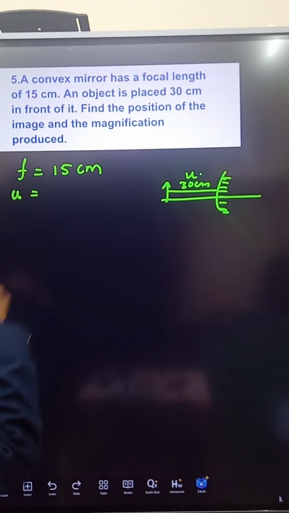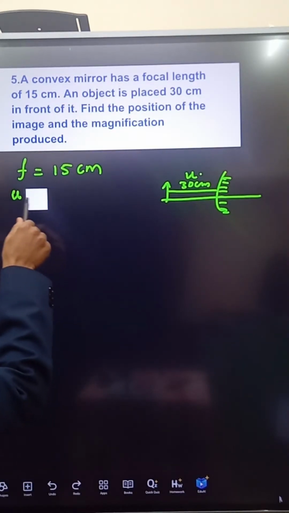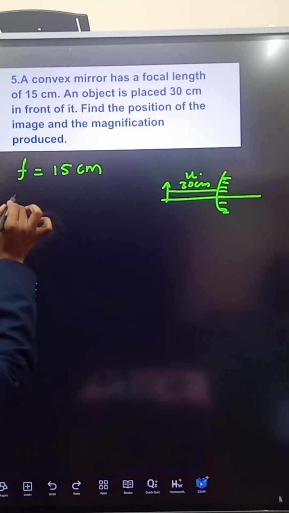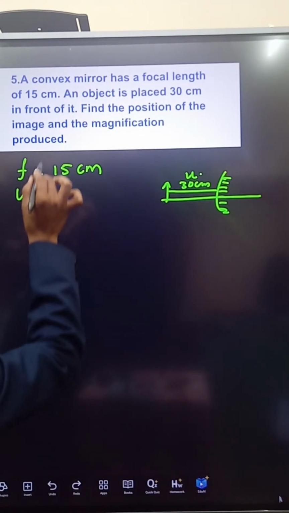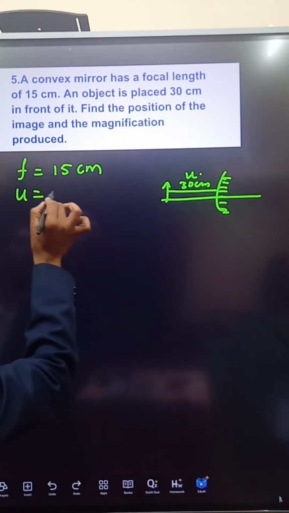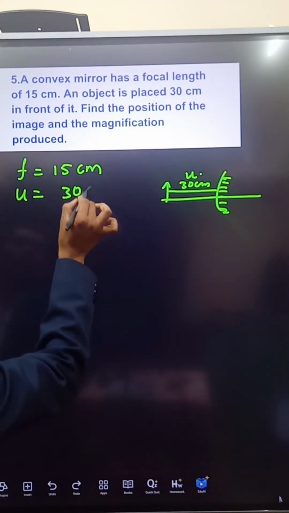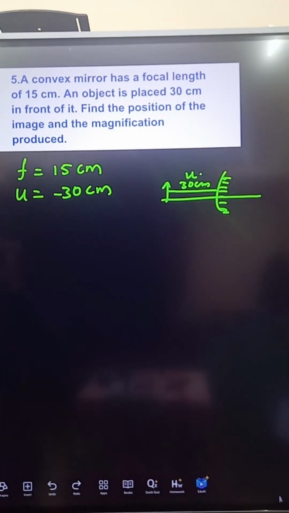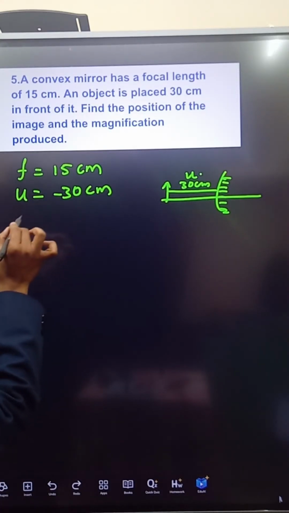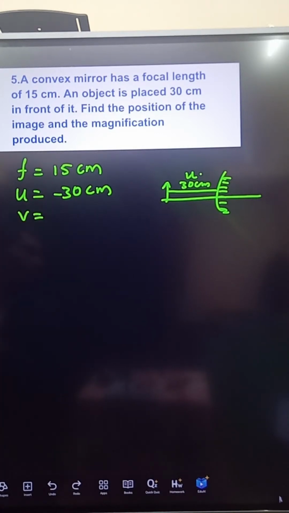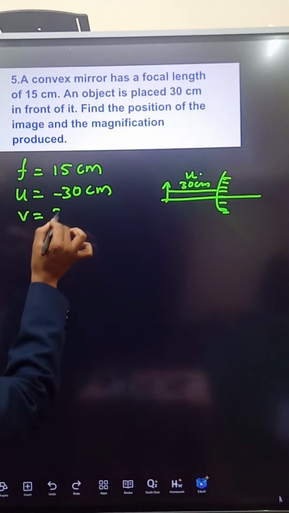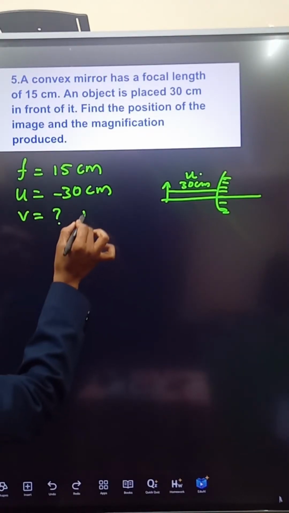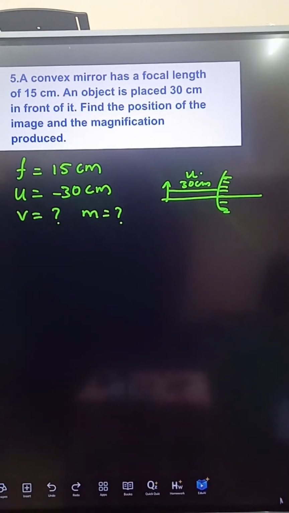The object is placed 30 centimeter in front of it. It should always be negative, as we already studied. Find the position of the image and the magnification produced. Position means you should understand immediately, it means image distance. What is the image distance? And what is the magnification produced? Simple ones. Very easily you can solve. I hope you got the answer.